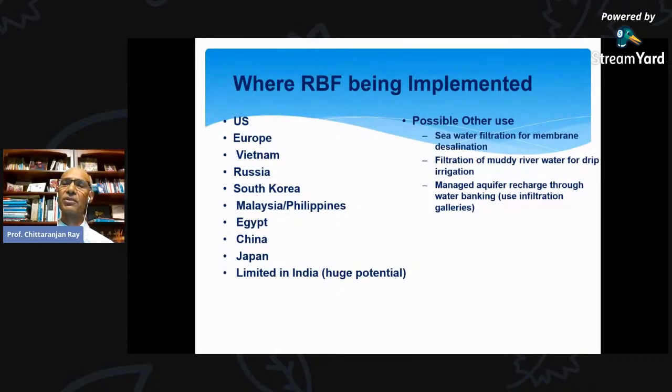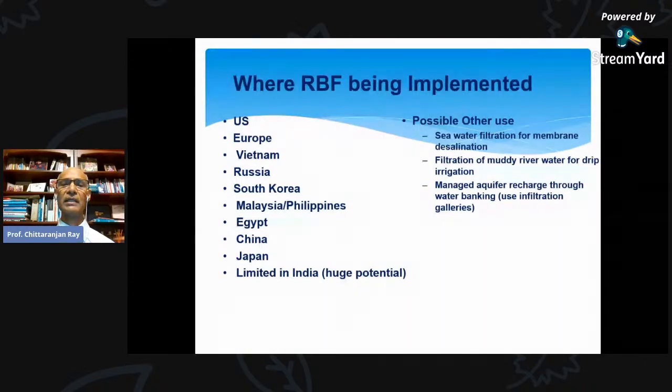What are possible other uses? You can use this technology for seawater filtration for membrane desalination. There was a company from Singapore which asked me to help them a little bit. They were putting in a desalination plant in the Chennai area. Also, filtration of muddy water for drip irrigation through infiltration galleries, and managed aquifer recharge is also possible. You can show how infiltration galleries can be used at a cheaper cost, and they are low-producing systems, but that should be okay.